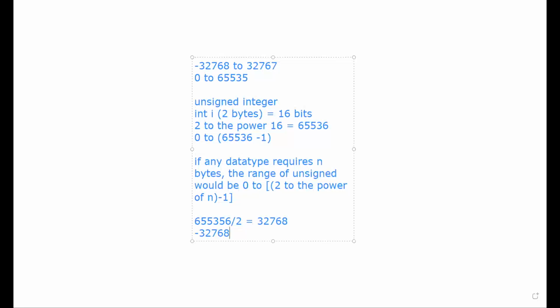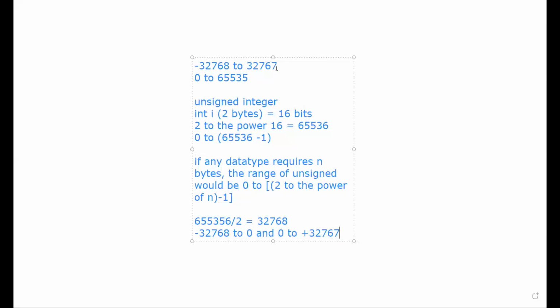Previously it was character. Character's range was 256. 256 divided by 2 is 128. It was going from minus 128 to 0, and then 0 to plus 127. So here it will be minus 32768 to 0 and 0 to plus 32767. Because if it's starting from 0, it has to be positive, it has to end at minus 1.